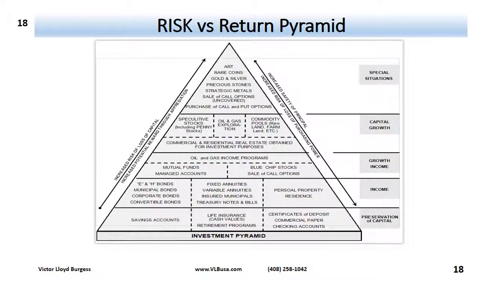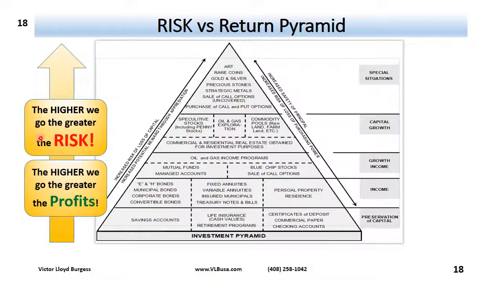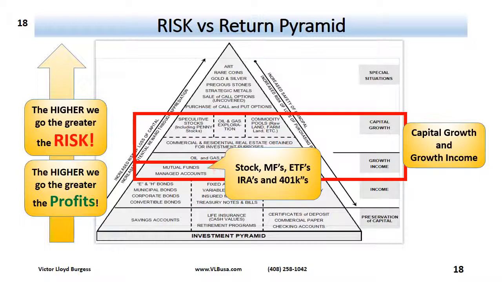Let's look at a risk pyramid. As you go up on a risk pyramid, the higher you go, the greater the risk. However, the higher we go, the greater the profits. Here in the middle, you have capital growth and growth in income. Right here in this section, you have stocks, mutual funds, ETFs. This is usually where your IRAs and 401ks are.